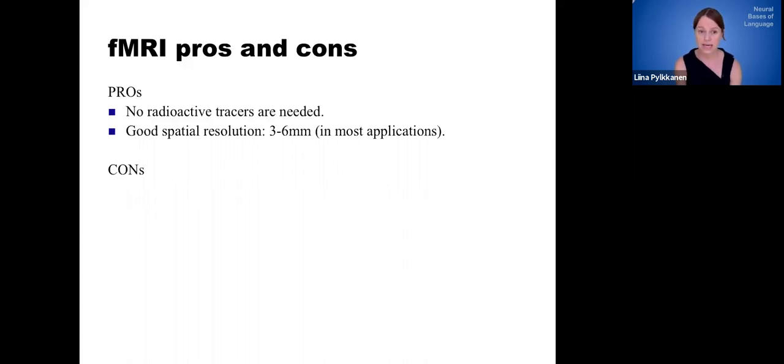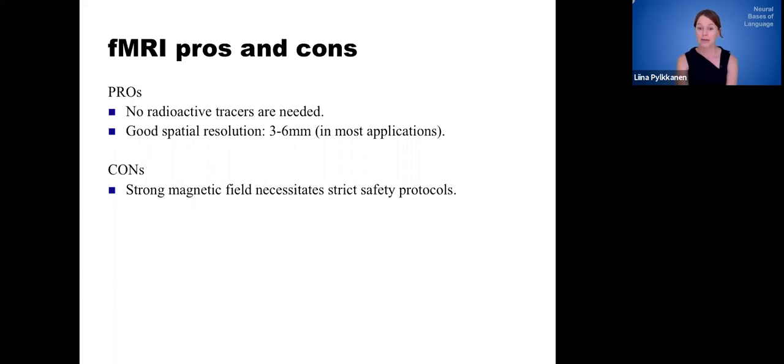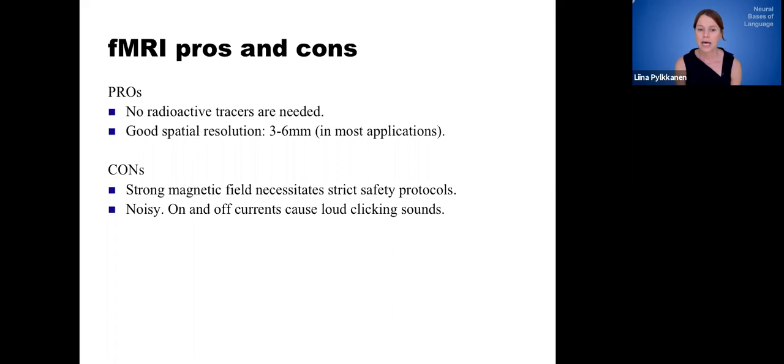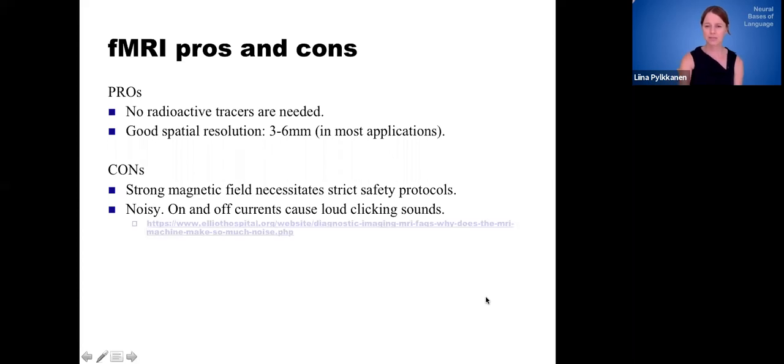What are some of the cons then? Well, obviously the strong magnetic field necessitates strict safety protocols in a lab. That's obviously something that you can overcome and address, but it is something that you always need to keep in mind. An fMRI lab scan is also very noisy. It involves these on and off currents, and the on and offness of the situation causes these loud clicking sounds. You can listen to them here, but I'll give you a little demo. So if you're lying in the machine, here's kind of what you might hear.